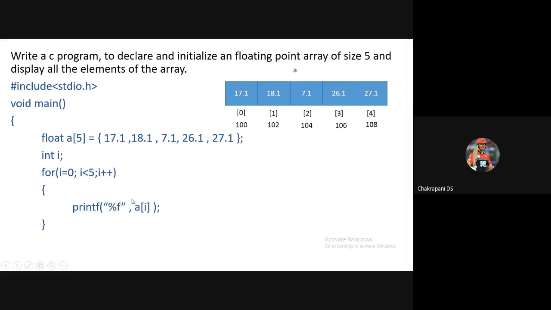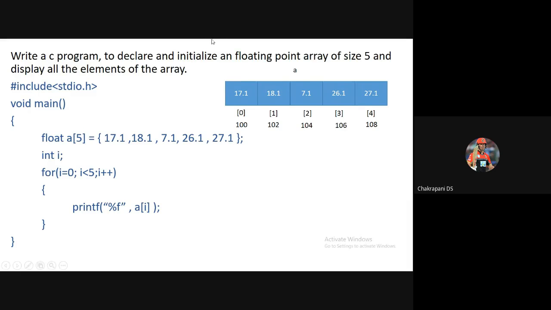Within the for loop, printf, percentage f instead of percentage d. a of i, it will still be the same. Initially the value of i is 0, so a of 0 is used. a of 0 is 17.1, and that will be displayed on the output screen. Similarly 18.1, 7.1, 26.1, 27.1 will be displayed on the output screen.